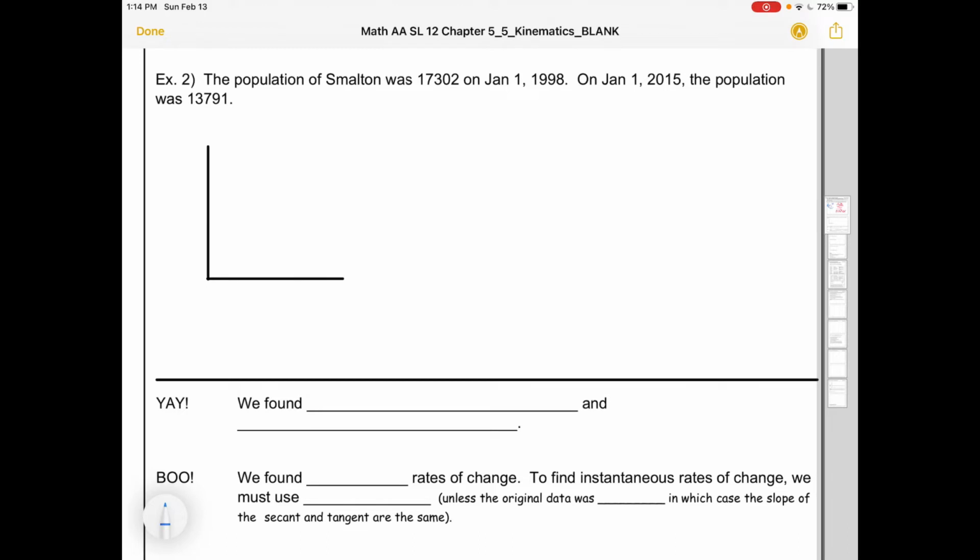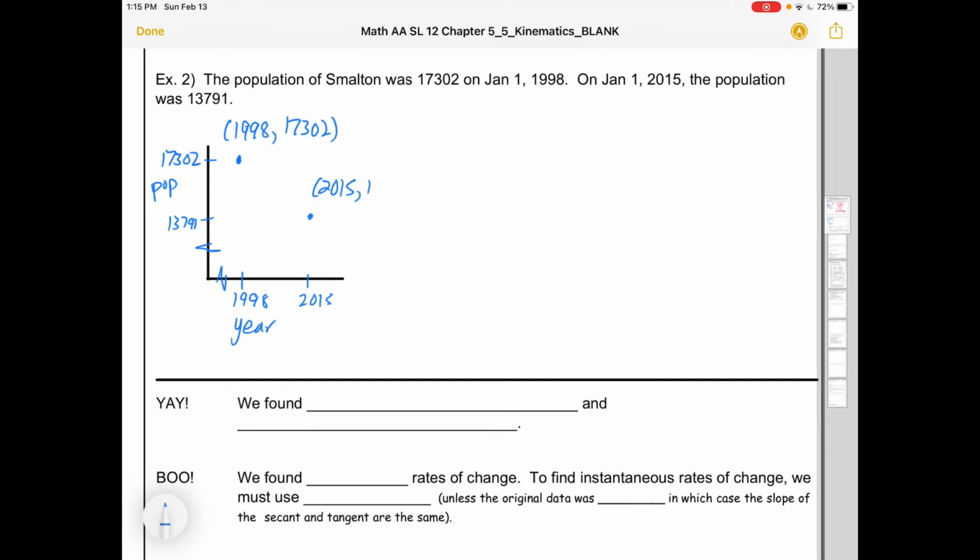Here's another example. The population of Smalton was 17,302 on January 1st, 1998. So let's make this the year on the x-axis, and the population, or number of people, is 17,302, okay, in 1998. And I could graph the other piece of information. In 2015, the population of Smalton was, I'm going to put a little break here so these don't have to be to scale, 13,791.